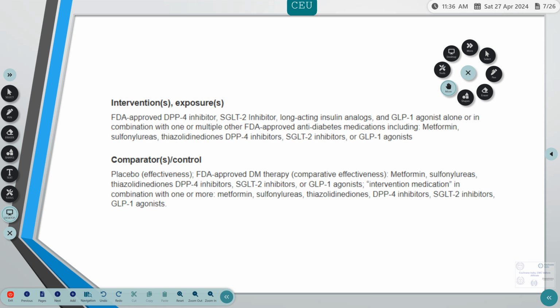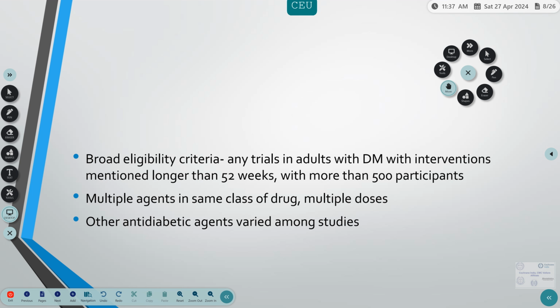So the interventions mainly were DPP4 inhibitors, SGLT2 inhibitors, insulin, long-acting insulin, GLP-1 agonists. Other drugs also they mentioned, but none of the studies had those. Comparators they've used are also placebo in addition to the other drugs. So the eligibility criteria was broad. They included a large number of studies, which makes our results generalizable. They've included any trials in adults with diabetes with these interventions, and trials which are longer than 52 weeks with more than 500 participants.